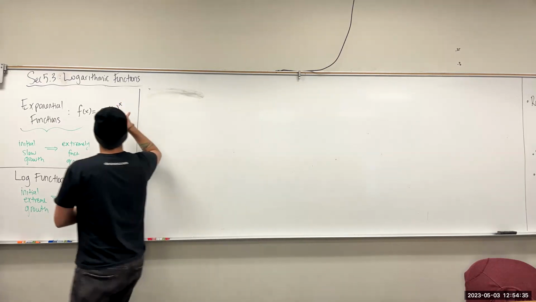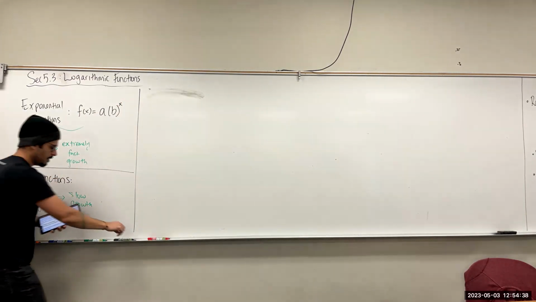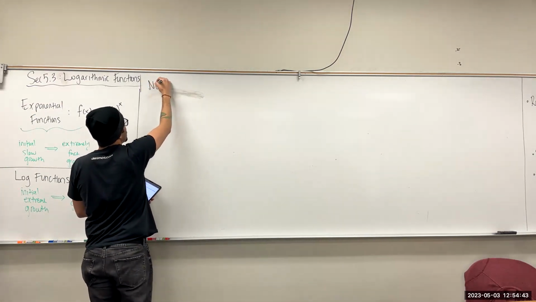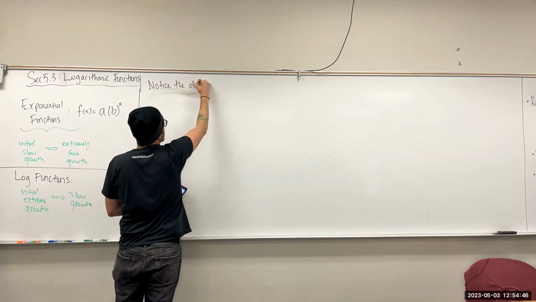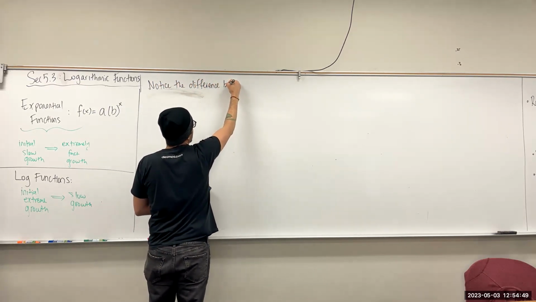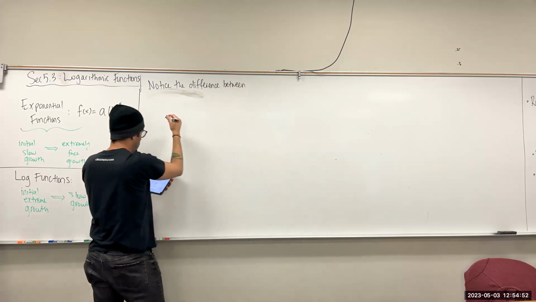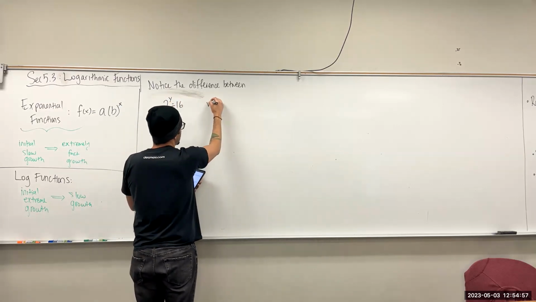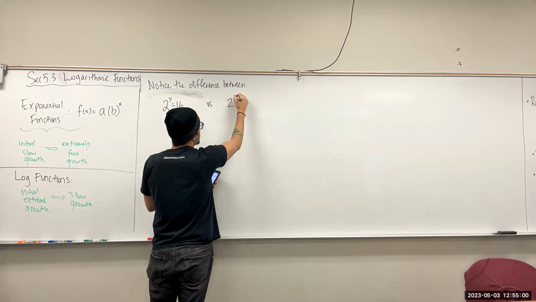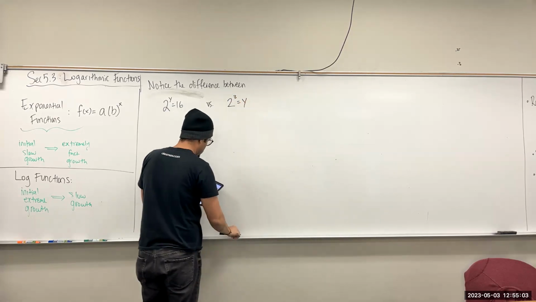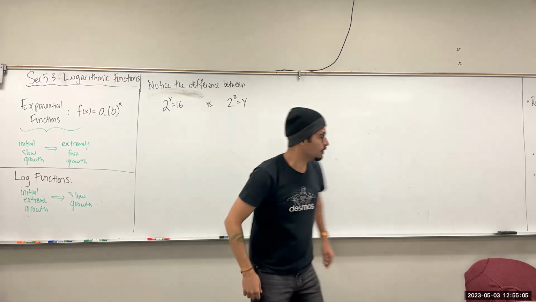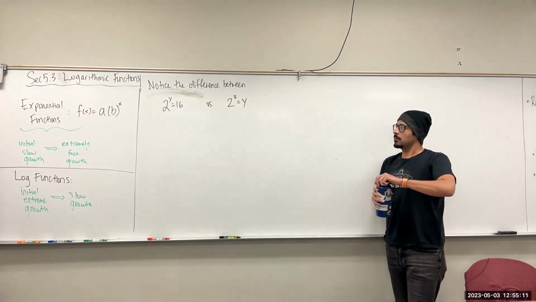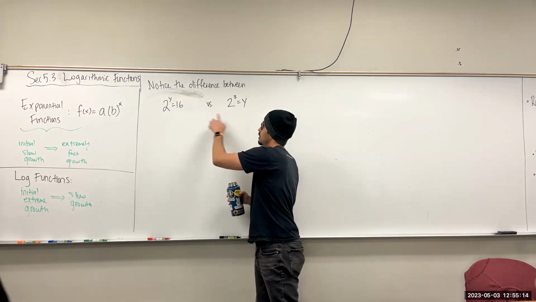So let's use our knowledge of exponents to see what this is going to be like, okay? So what I want you guys to do is notice the difference between me writing 2 to the power of y equals 16 versus me writing 2 to the third power equals y. What do you guys notice about the unknown for these two here?